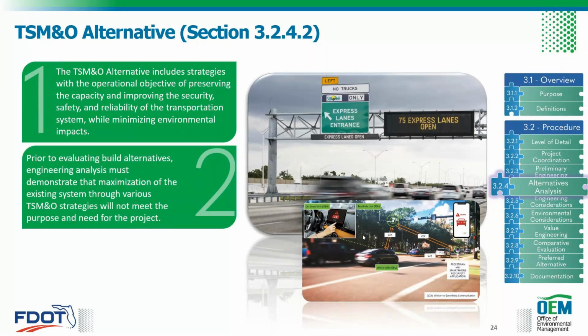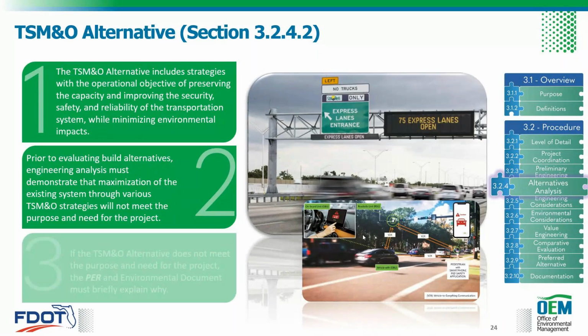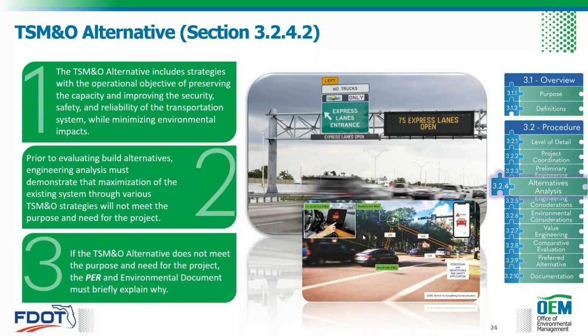One thing that happens occasionally is folks skim over the TSMNO alternative, but it's important to realize that you need to evaluate the TSMNO alternative before evaluating build alternatives. So prior to evaluating the build alternatives, engineering analysis must demonstrate that maximization of the existing system through various TSMNO strategies will not meet the purpose and need for the project. If the TSMNO alternative does not meet the purpose and need for the project, the PER and environmental document must briefly explain why. So you need to evaluate this alternative before moving into your build alternatives.